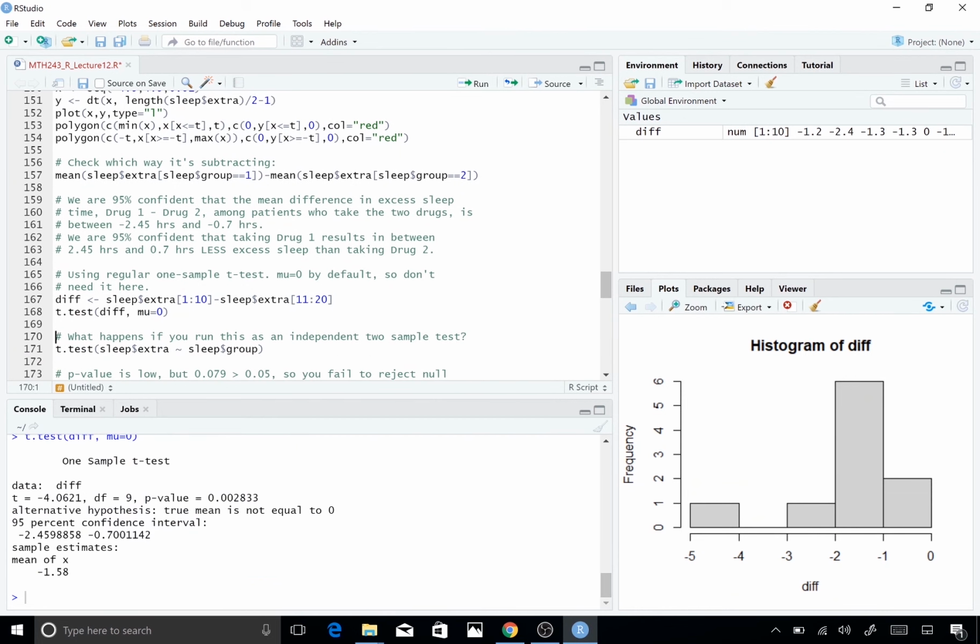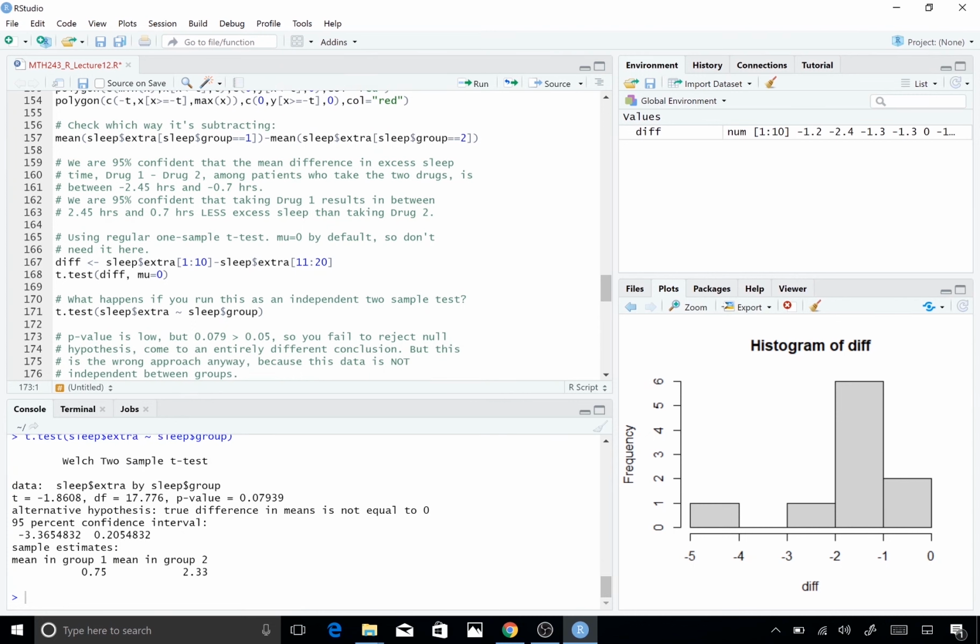We get the same result doing a one sample t-test on the differences. When we do a two sample test, we get a completely different result. We would not want to do the two sample test here because the two sample version assumes independence between groups, and we don't have that here.